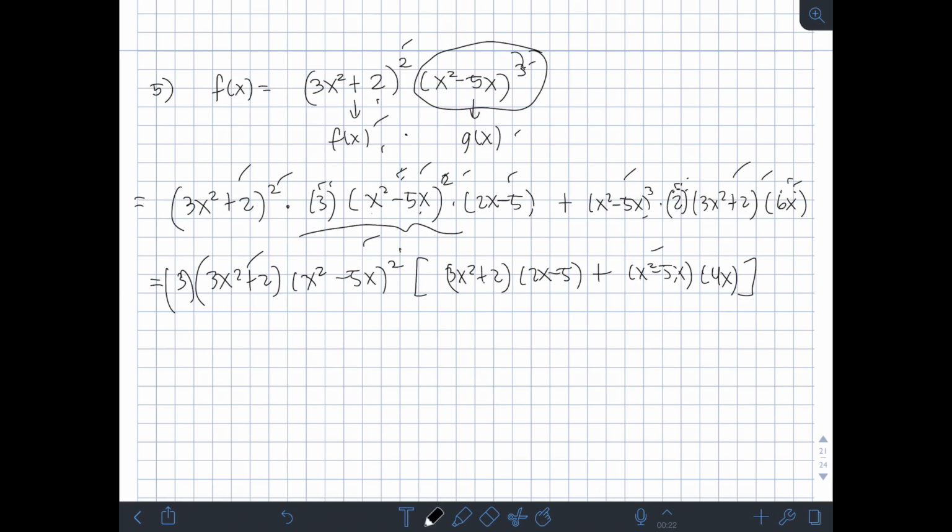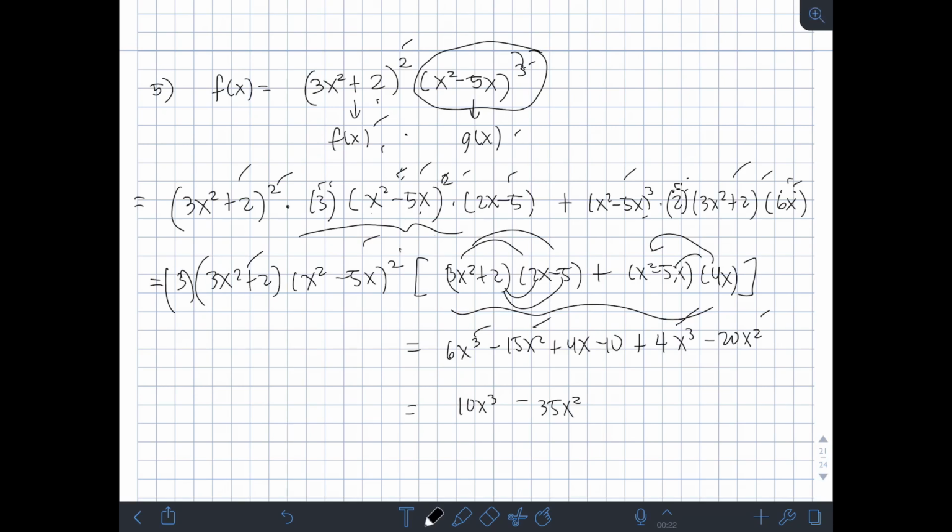Okay, so simplify na lang natin itong nasa loob. So, i-foil natin. So, 6x cubed minus 15x squared plus 4x minus 10. And then ito, distribute lang. Plus 4x cubed minus 20x squared. So, simplify natin. Combine similar term. 10x cubed negative 35x squared. Then, copy na lang si 4x saka negative 10.